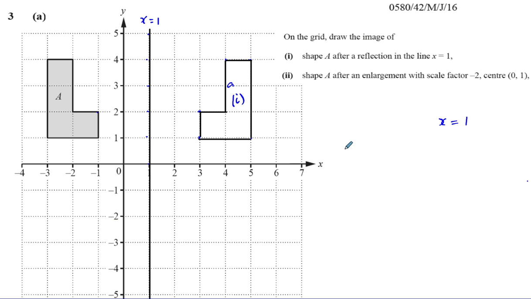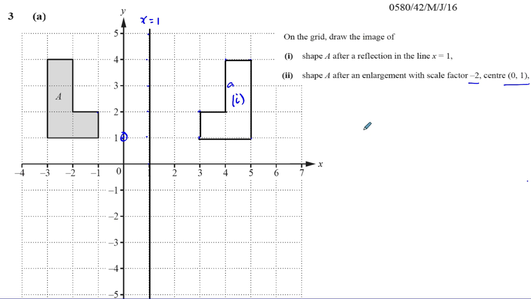All right. And it says, shape A after enlargement with scale factor -2, center (0, 1). So the center is going to be (0, 1), which is this point here. That's the center of enlargement, and the scale factor is -2. Now, I personally prefer to use vectors when I'm doing enlargements. It just makes everything very accurate, rather than using a ruler and a pencil and measuring distances. I like to use vectors because you've got exact squares here.